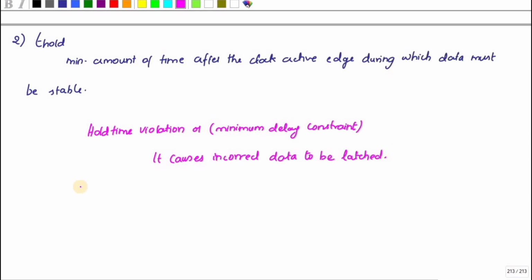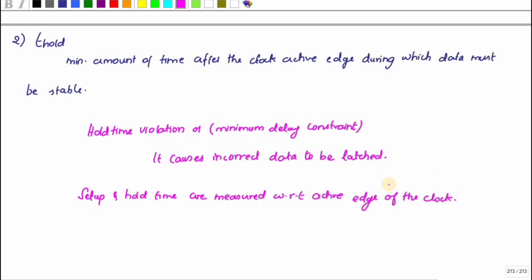So this setup and hold time are measured with respect to the active edge of the clock. You have to note that the hold time may be negative.